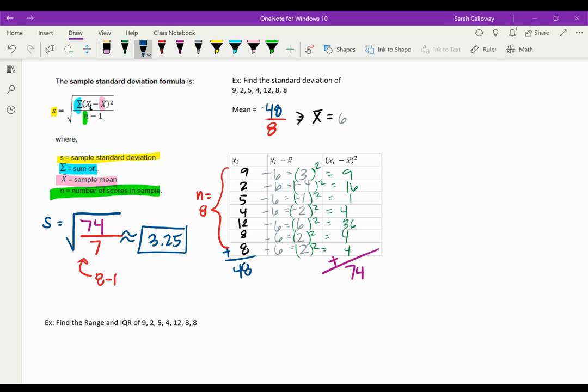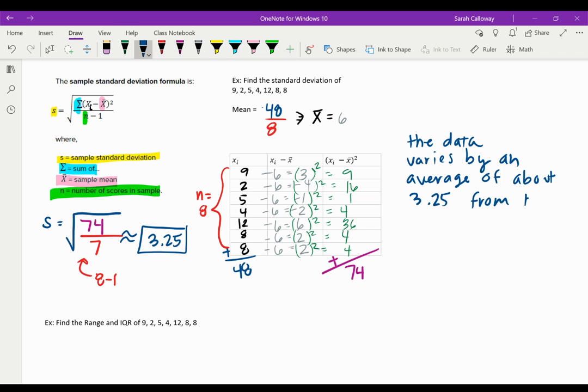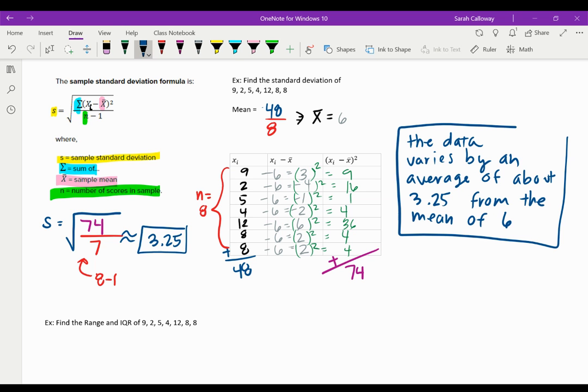Remember that means that the data varies by an average of about 3.25 from the mean of 6. Okay, so that's what standard deviation means, is that the data in general varies by an average of that value from the mean.